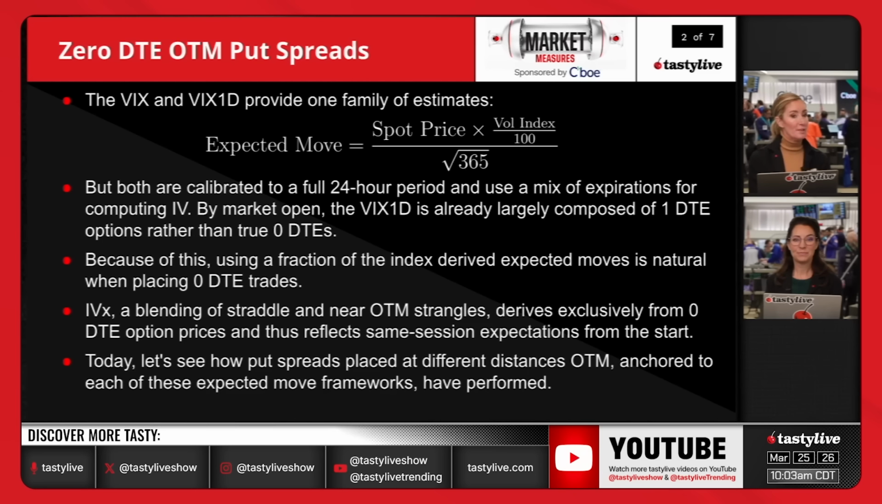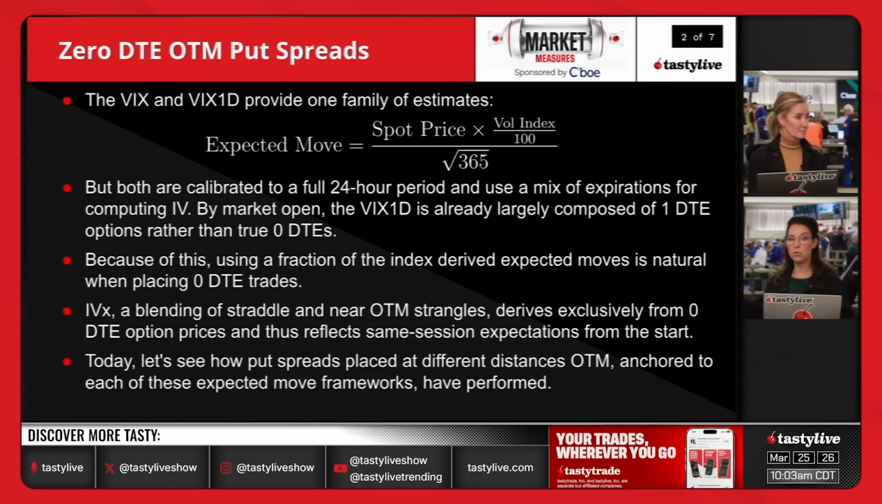By market open, though, the VIX 1D is already largely composed of 1 DTE options rather than true 0 DTEs. So think about that. If the VIX 1D is largely composed of the 1 DTE options, that's going to have a greater expected move because there's extra time. It's tomorrow. They're not pricing Wednesday's options. They're pricing Thursday's options. And that's a big deal. Yeah, and you're looking at such a large index like the SPX.